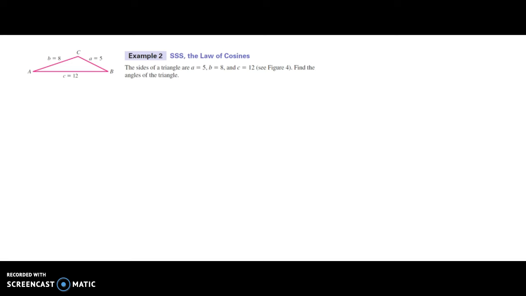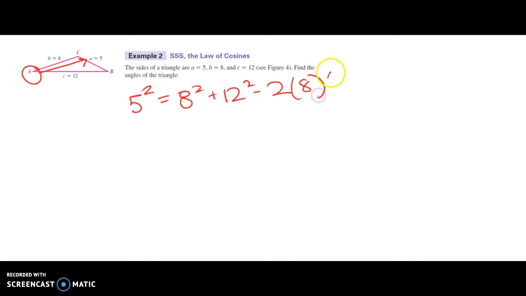It says I need to find all the angles. I'm going to start with angle A. So if I'm going to start with angle A, then the equation I need to use is with side A across from it. And then I plug in my other two sides, and cosine of the angle I'm looking for, A.